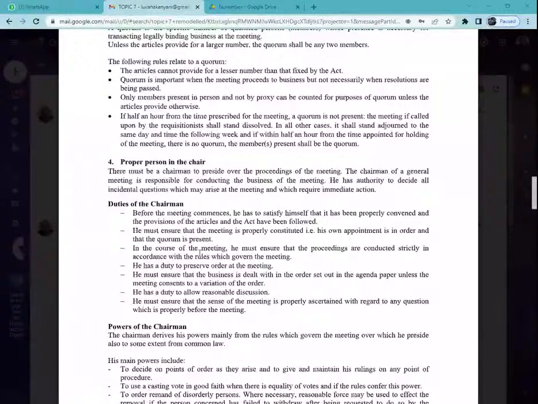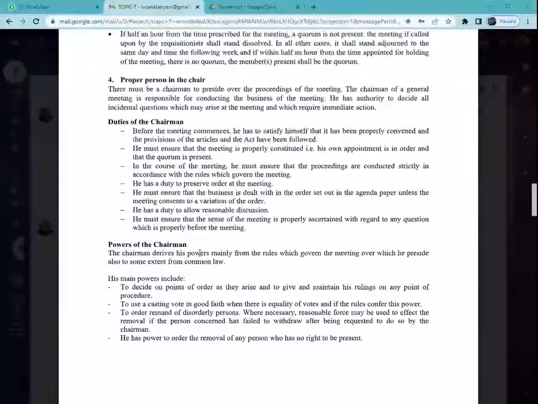So what are the powers? The chairman derives these powers mainly from the rules which govern the meeting over which he presides, and to some extent from the common law. His main powers include to decide on points of order as they arise and to give and maintain his rulings on any point of procedure. To use a casting vote in good faith when there is an equality of votes and if the rules confer this power. The next one, to order the removal of disorderly persons.